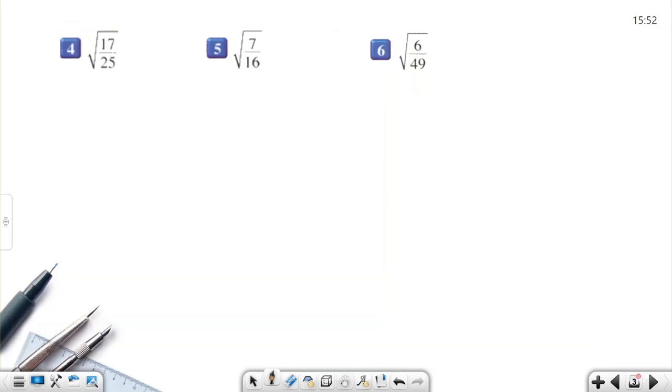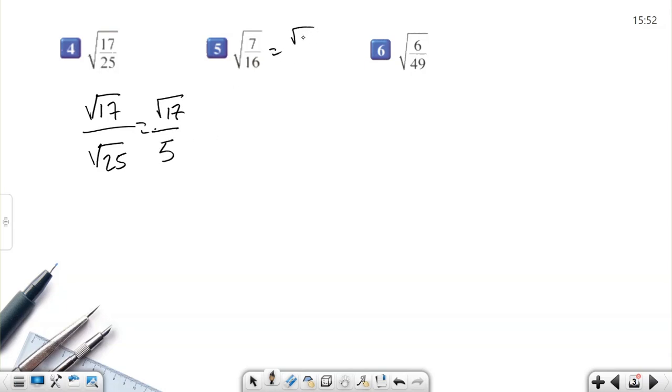Okay, let's see the next one. This one is division actually. So I can separate it: square root of 17, there is no perfect square factor, and square root of 25. What is square root of 25? I cannot do anything about 17, but square root of 25 is 5.